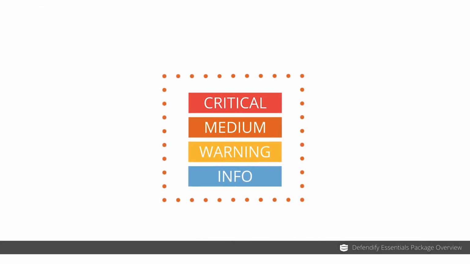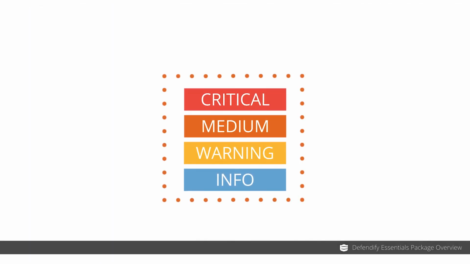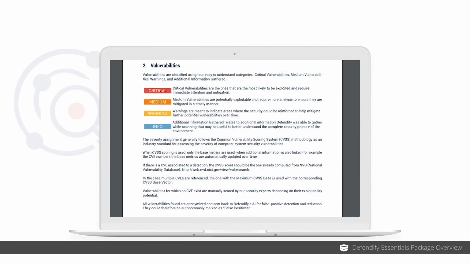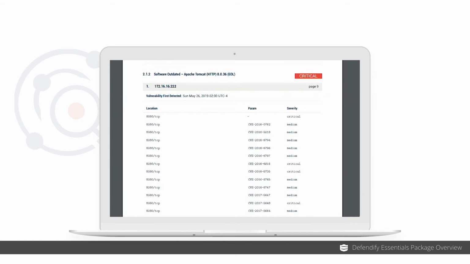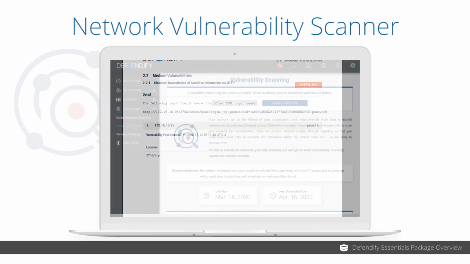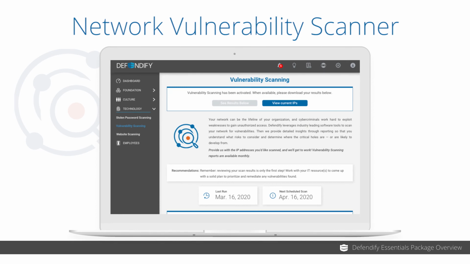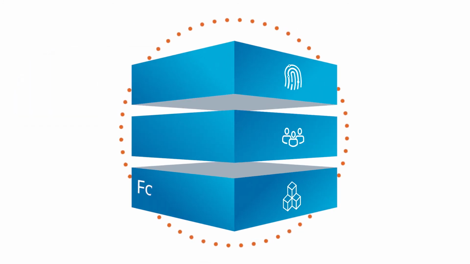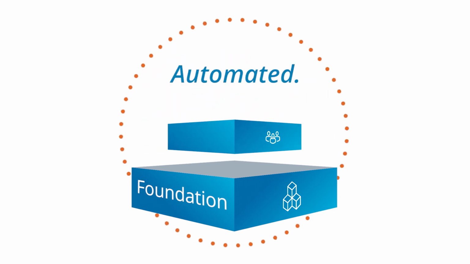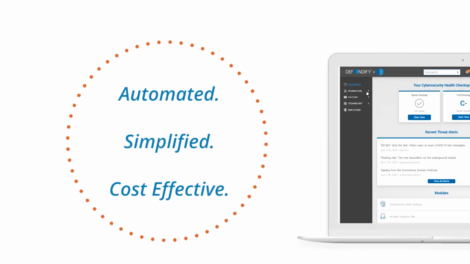This rating system helps you to identify which vulnerabilities to consider correcting first. The report may include out-of-date software, vulnerabilities based on known CVEs, default passwords incorrectly left on devices, and more. Along with identifying the vulnerabilities, the Defendify Vulnerability Scanner also includes remediation recommendations to assist you in taking the next steps. With Defendify Essentials, you can kickstart your cybersecurity program and get started deploying and managing an automated, simplified, and cost-effective cybersecurity posture.